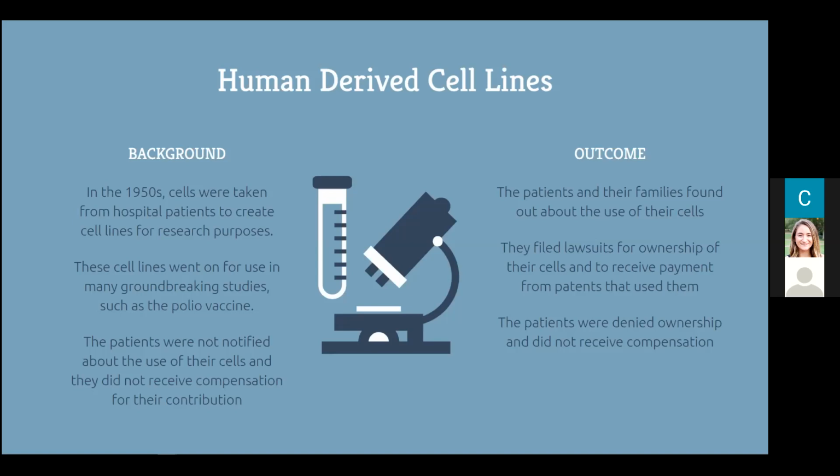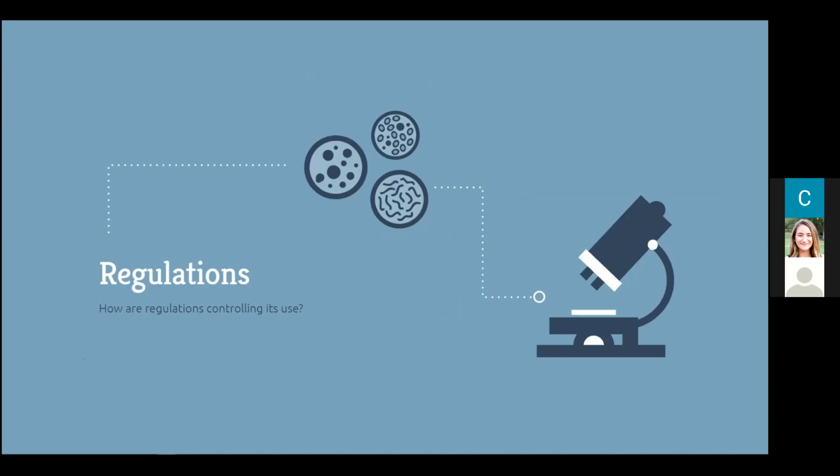But the patients and their families eventually found out about the use of the cells, and they filed lawsuits for ownership of their cells and for compensation of products that had patents that involved those cells. And then in the end, the courts denied them of ownership, and they did not receive any compensation. So these are just a couple of examples of how individuals' biological property is used and seen in the eyes of the government. With that being said, I'm now going to get into specific regulations that are active today.